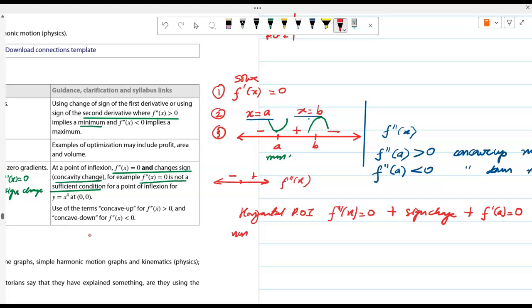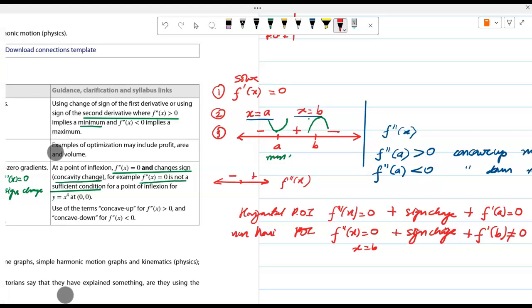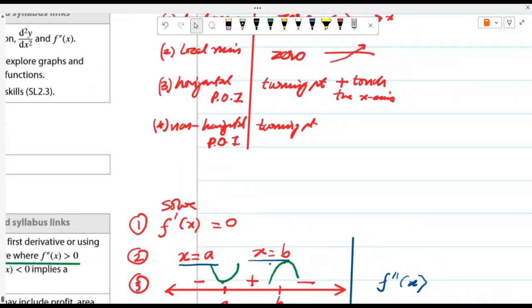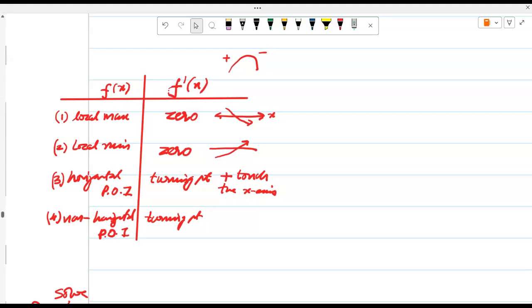For your non-horizontal point of inflection, your second order derivative will be 0. You'll solve this and get, let's say, a value of x equal to b. I'm assuming b is non-horizontal. A sign change has to be there across b. And when you put b in the first order derivative, it won't be 0. So that's when you have a horizontal. For a horizontal point of inflection, the derivative will touch the x-axis. For a turning point that is non-horizontal, it does not touch the x-axis.